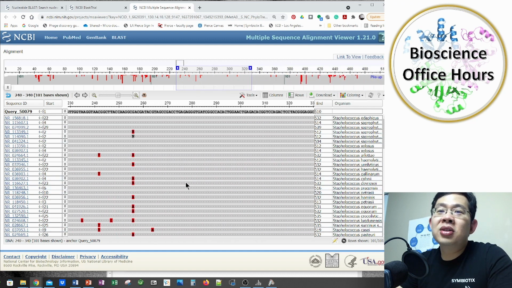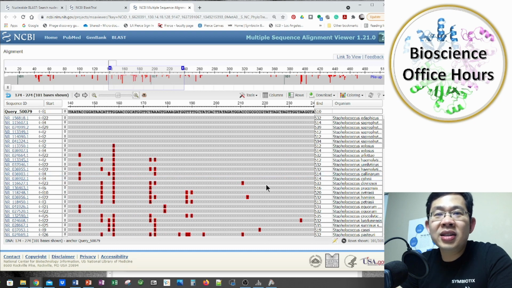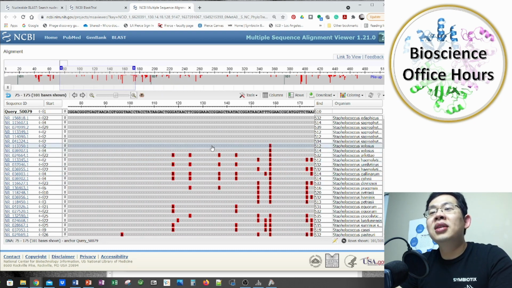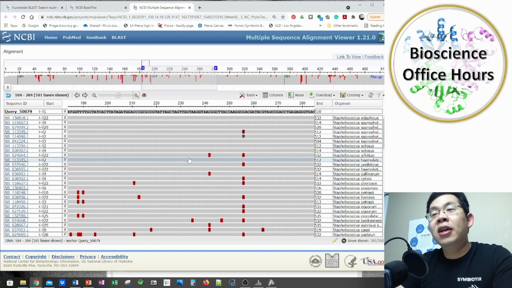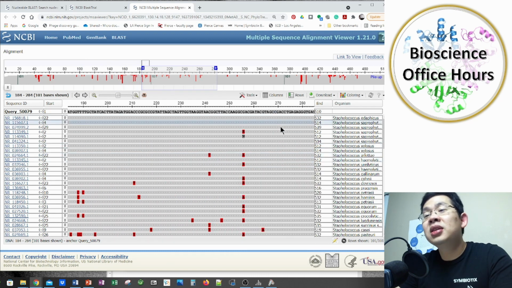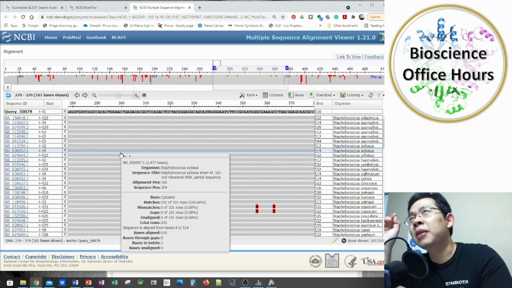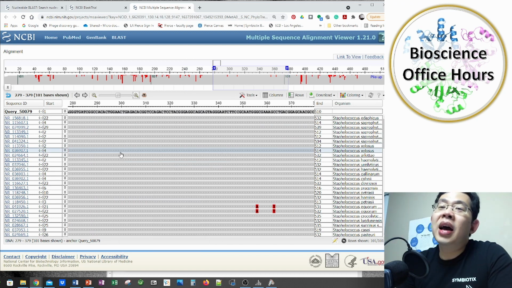So again, just because you have one variation in the nucleotide doesn't mean that your organism cannot be that particular species. Again, each mutation, each substitution in a particular position is rare, but it's not impossible.